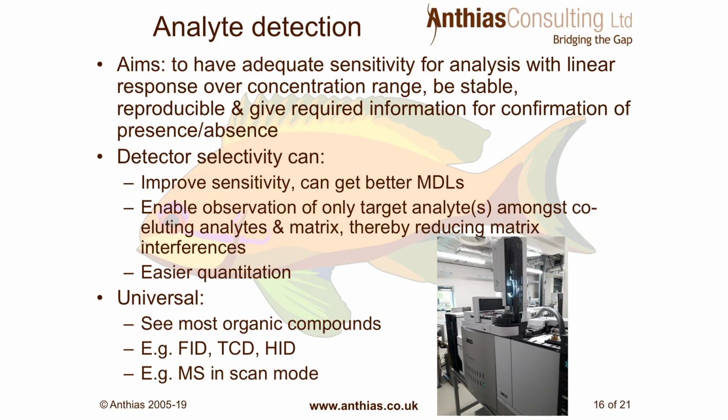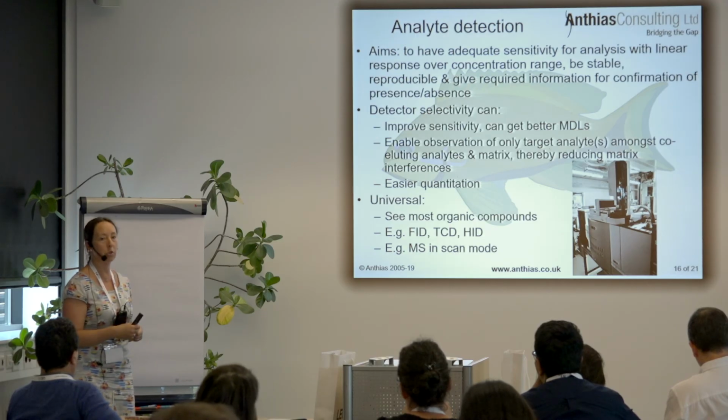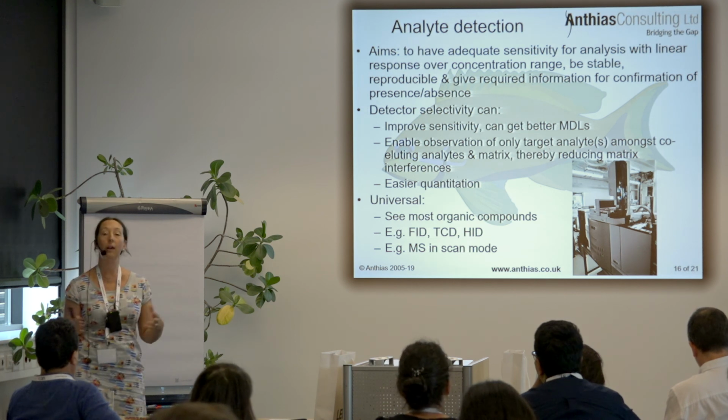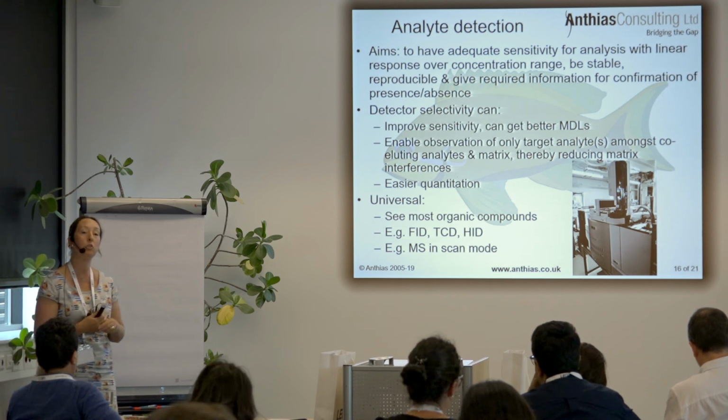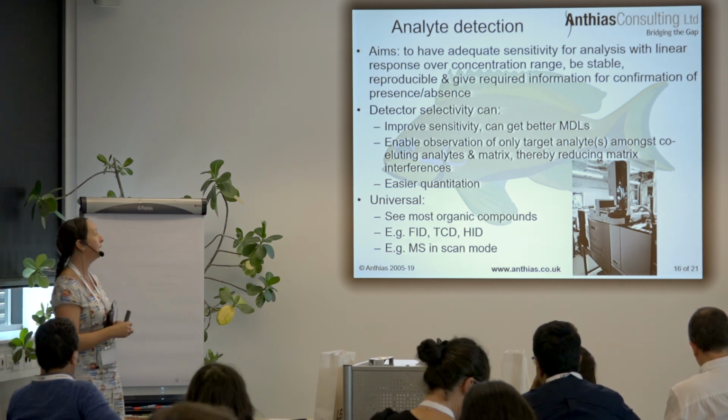And of course, when we're thinking about detector selectivity, if we're selecting the most suitable detector, it could improve the sensitivity, so we could get better method detection limits. It enables us to observe our target compounds and ignore, physically not see, our matrix peaks. So it is only going to produce a response to our target compounds, and therefore we're reducing our matrix interferences. And of course, it also gives us easier quantitation, because if you are only seeing a peak and it's got baseline-to-baseline resolution, we can integrate it much easier and more accurately as well.